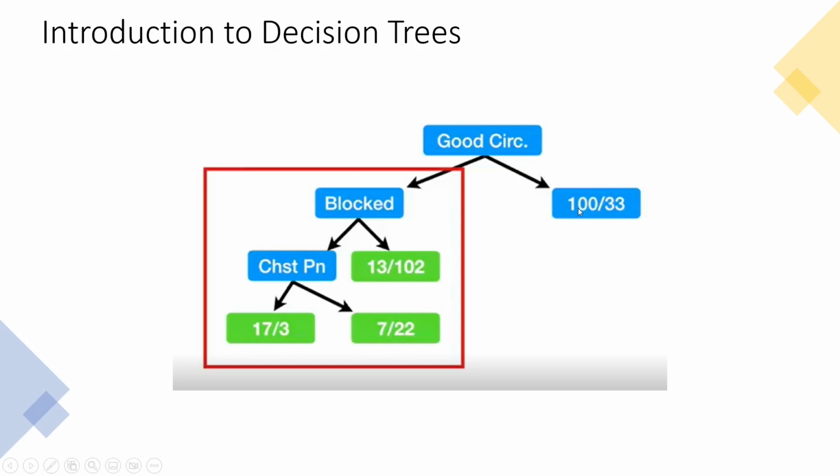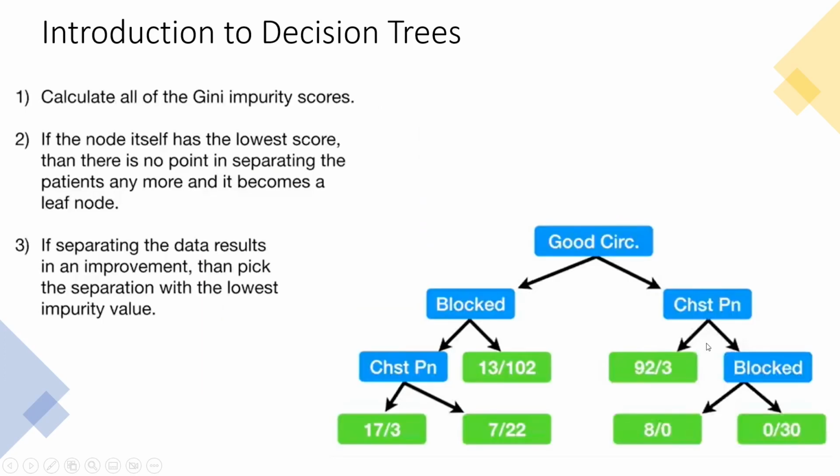We apply the same procedure on the right side of the tree. And once we construct it, we obtain something like this. Okay, and the whole procedure is we calculate all the Gini impurity scores. If the node itself has the lowest score, then there is no point in separating the patients anymore, and it becomes a leaf node, as in this one. The Gini index of this node was lower than the impurity of chest pain, so we didn't split this node, and we didn't split this node as well. If separating the data results in an improvement, then pick the separation with the lowest impurity value. Okay.